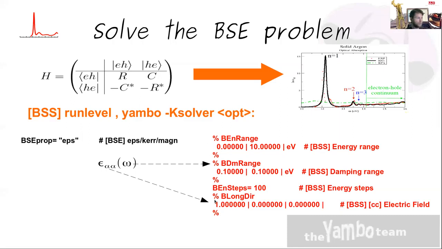The input variables related to epsilon are these ones. So you see you have a direction via this variable BLongDir. You can control which element of the dielectric tensor you compute, and the other determines the frequency axis used to plot the dielectric function. In this example, from 0 to 10 eV with 100 steps, and this will give a small imaginary part to the omega frequency, which in practice results in a broadening of the peaks of the BSE.